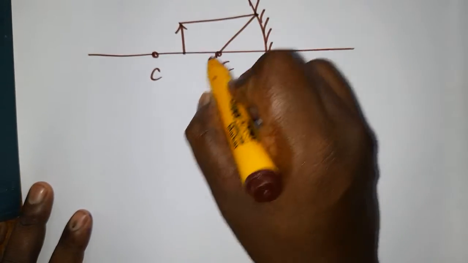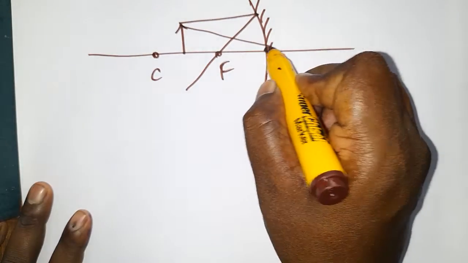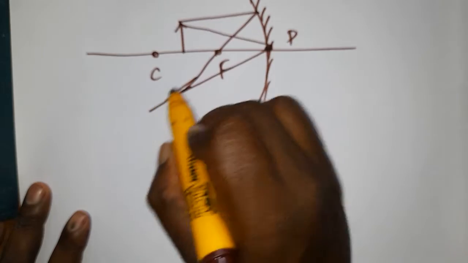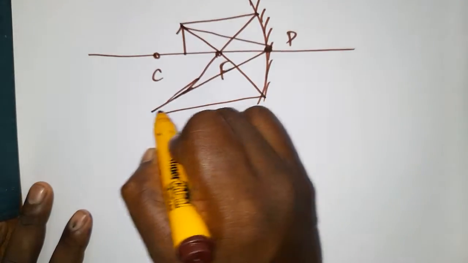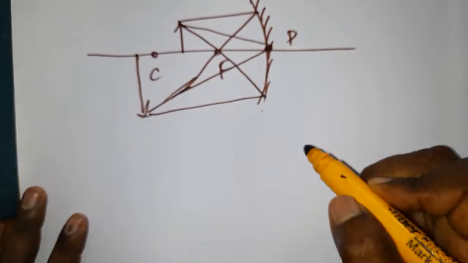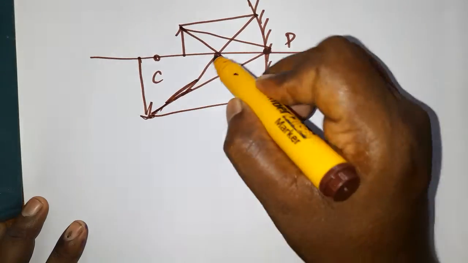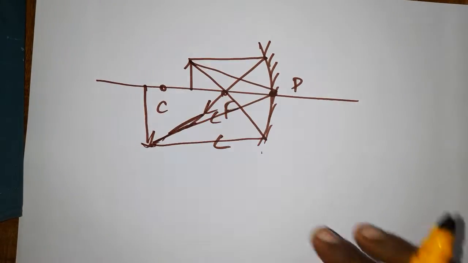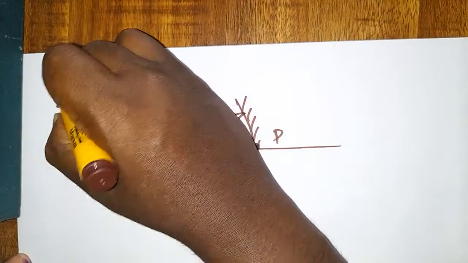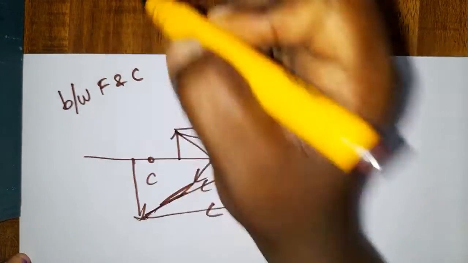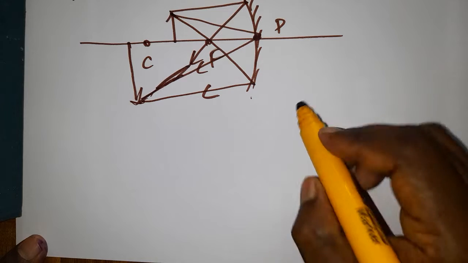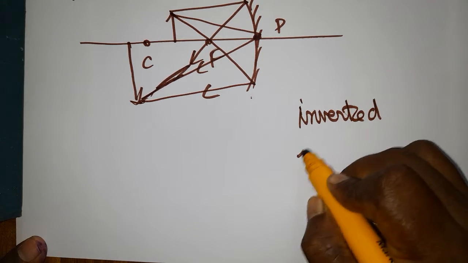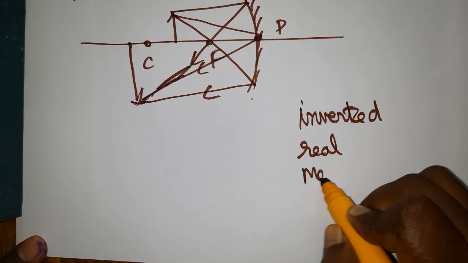The parallel ray will go through the focus. The ray which is at the pole center will reflect at the same angle. The ray which is going through the focus will become parallel. The image will be formed here. So it is inverted, real, and magnified. With the object between F and C, what about the image characterization? Inverted, real, and magnified.